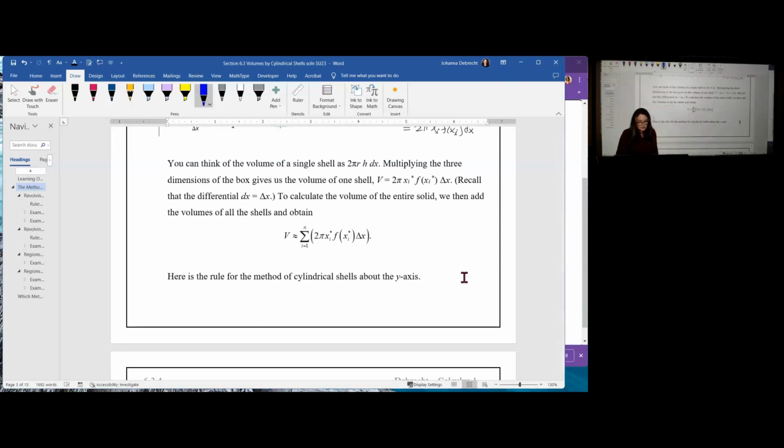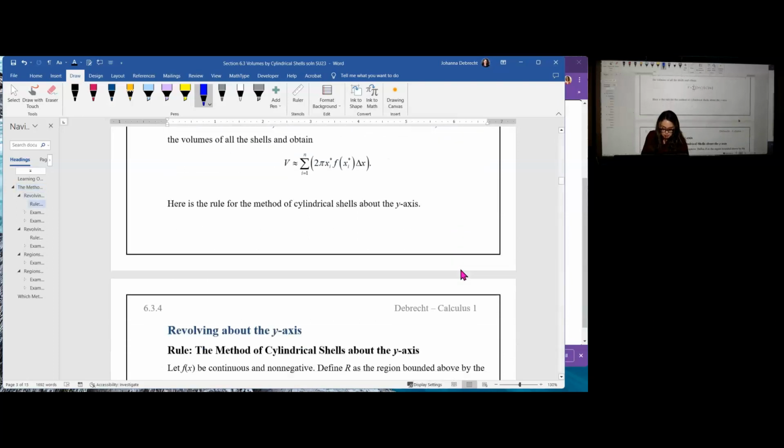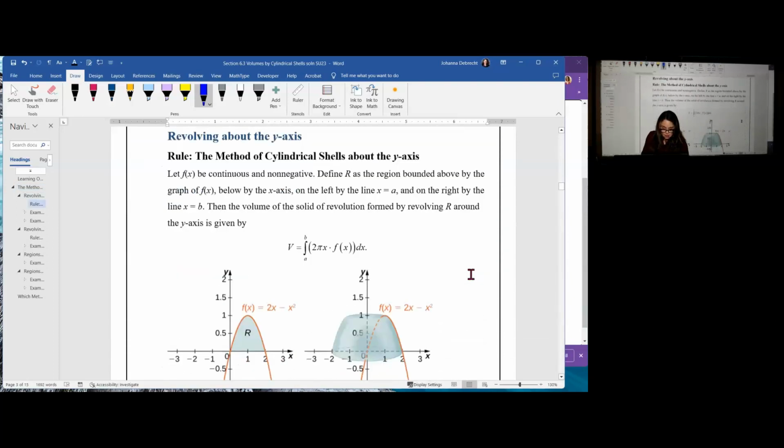This gives us, of course, a limit of a Riemann sum, and the Riemann sum is right here. Here is what it looks like for revolving about the y-axis. When you want to revolve about the y-axis, your axis of rotation is vertical. And by the shell method, that means that your strips must also be vertical, so your differential must be dx.